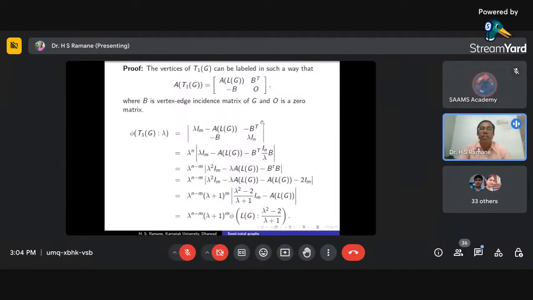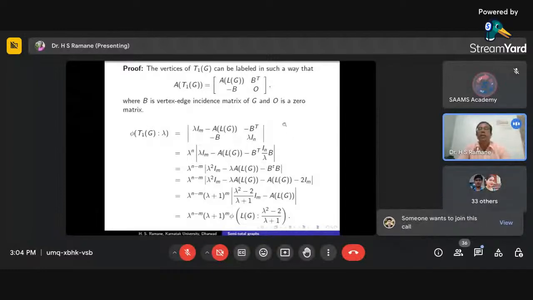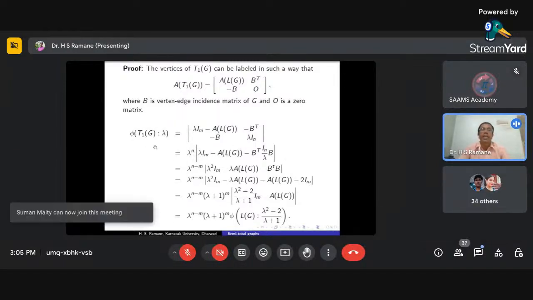Then applying the known result from linear algebra, for example, the determinant of a block matrix. Say the matrix is M, N, P, Q, where M is a non-singular matrix, then the determinant will be the determinant of M times the determinant of Q minus P M inverse N. So using that result, we can express this in the form of this. We get lambda raised to n into this, and then simplifying, finally we will get the characteristic polynomial of the semi-total line graph in terms of the characteristic polynomial of the line graph of G with this parameter, lambda square minus 2 upon lambda plus 1.